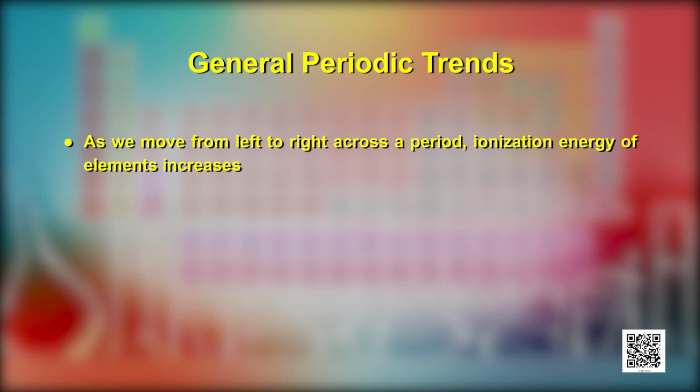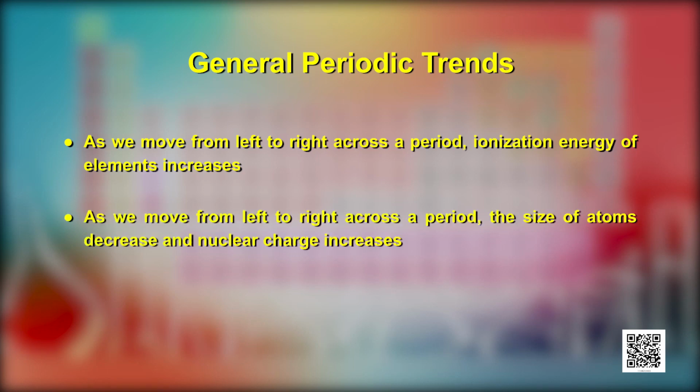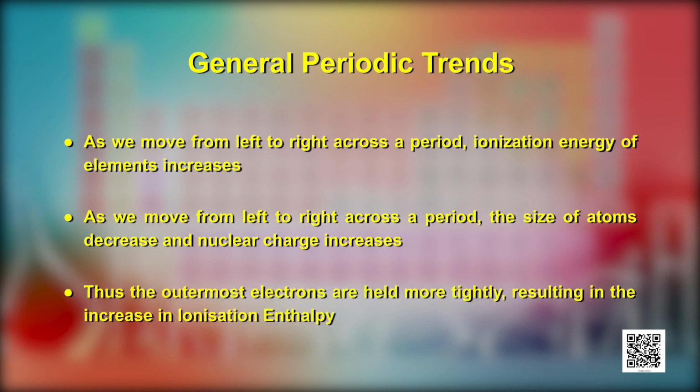Do you know how ionization enthalpy changes in a period and a group of a periodic table? Ionization enthalpy generally increases across the period. As we move left to right in a period, nuclear charge increases regularly. Thus, the outermost electrons are held more tightly, resulting in the increase in ionization enthalpy. However, there are few exceptions.